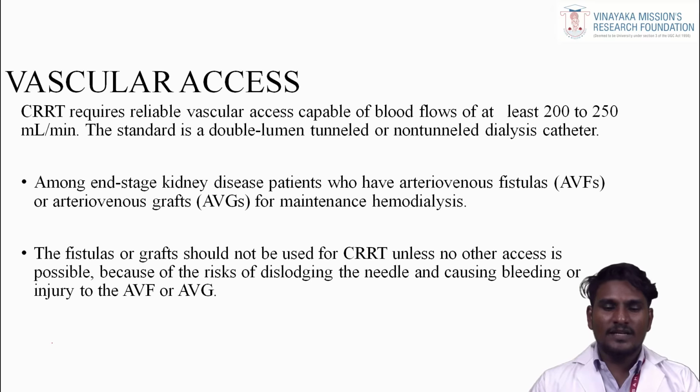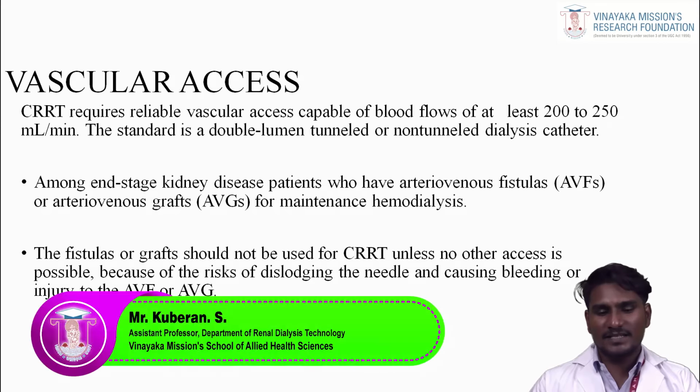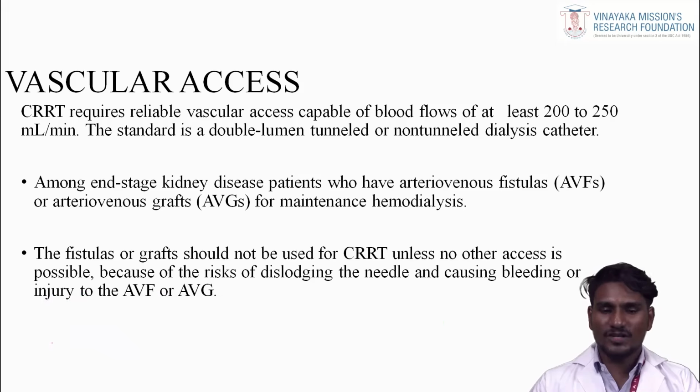So, the vascular access. CRRT requires a reliable vascular access capable of blood flow at a rate of at least 200 to 250 ml per minute. The standard is a tunneled or non-tunneled dialysis catheter. Among end-stage kidney disease patients who have an arteriovenous fistula or arteriovenous graft for maintenance hemodialysis, the fistula or graft should not be used for CRRT unless no other access is possible, because of the risk of dislodging the needle and causing bleeding or injury to the AVF or AVG.